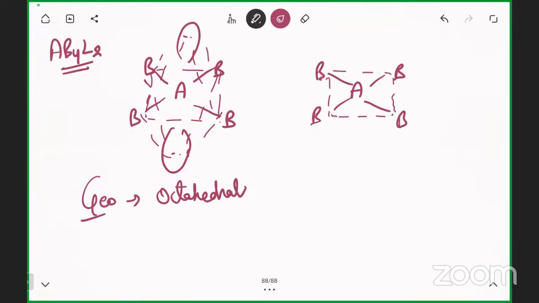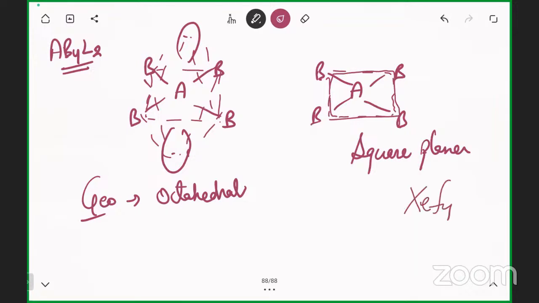Square planar. There is no pyramid. See, they all are present on the same plane, so they are known as square planar. Example, XeF4. Clear?